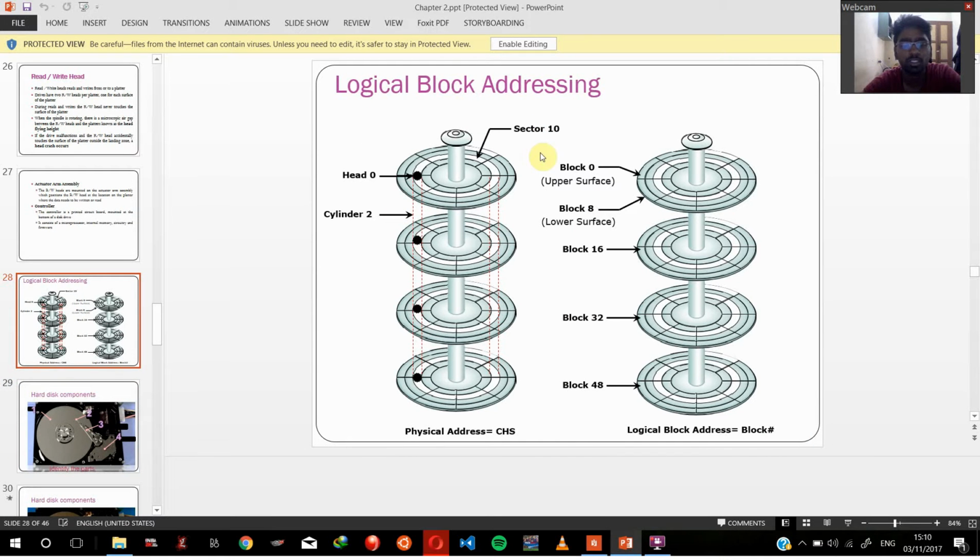The logical block addressing is pretty tough, so you're going to read it on your own.